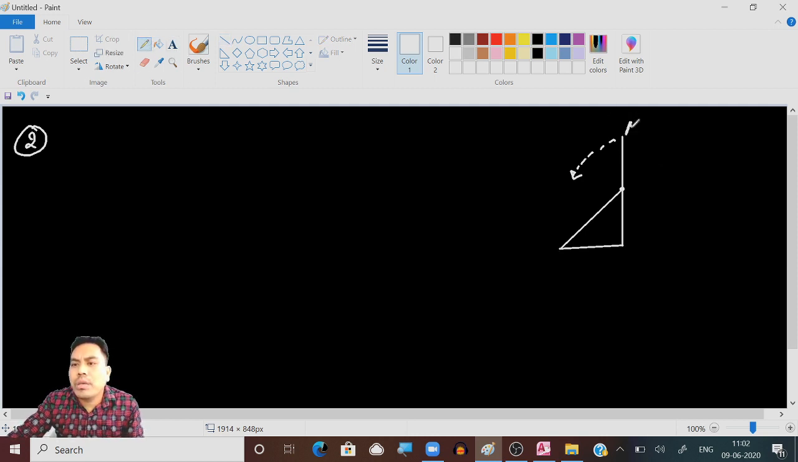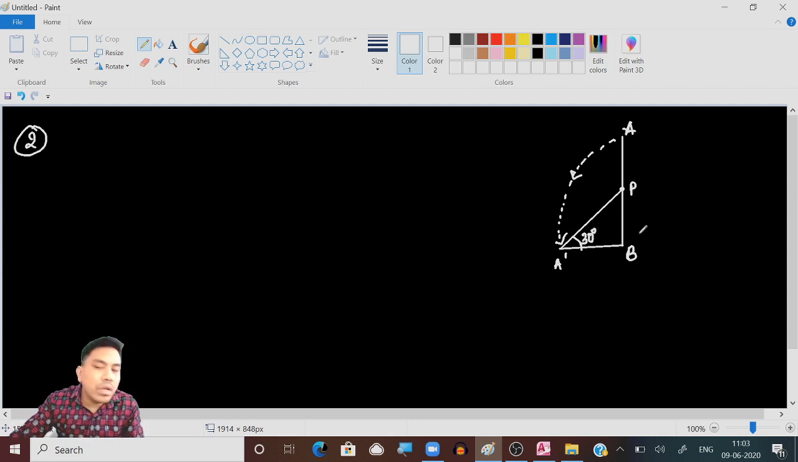Now let us suppose AB was the actual height of the tree, and it broke at a position P, and then finally the top of the tree came and touched the ground here, at the position A dash, making an angle of 30 degree with the ground.